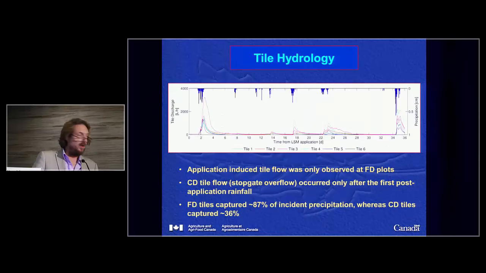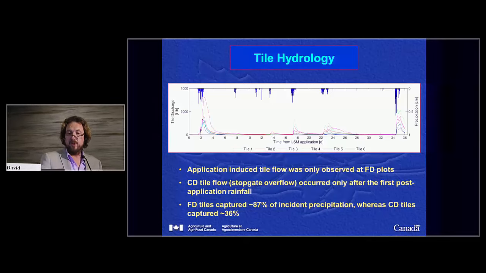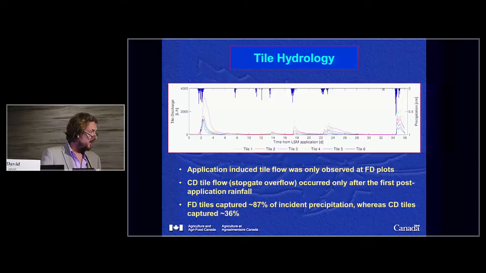So for hydrology, a suite of rain events occurred over the course of the experiment, initiating tile drainage for both controlled and free drainage. Essentially, the free drainage captured by volume around 80% of the incident precipitation, whereas control drainage captured around 36% of the precipitation. So you're seeing that the control drainage is, in fact, managing water discharge from these systems after application of manure.